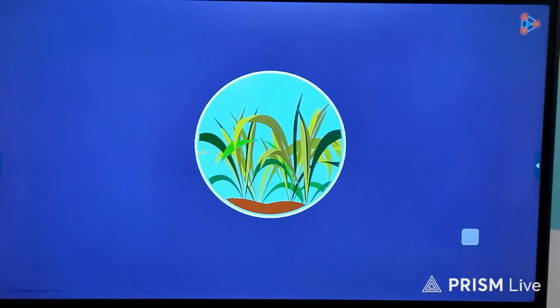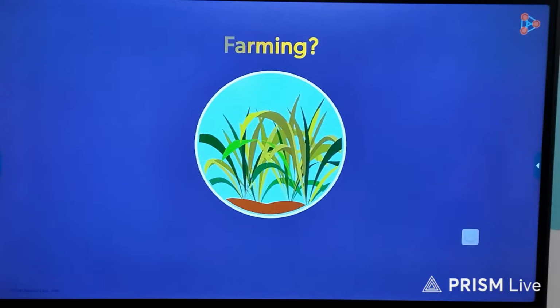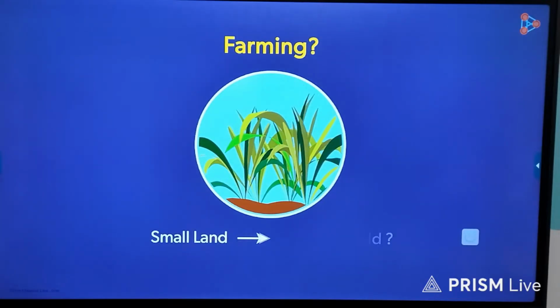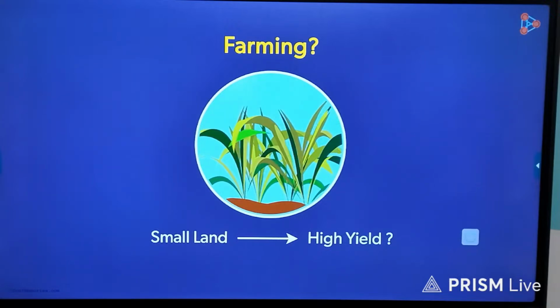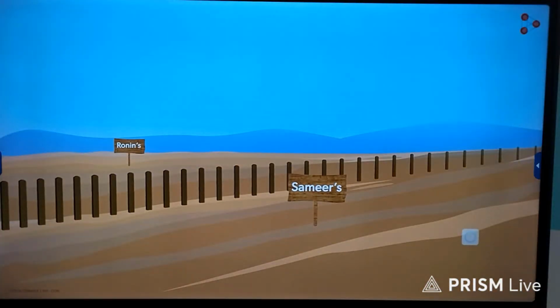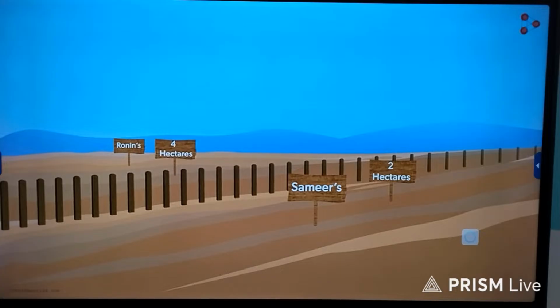Is production of crops a very easy practice? Can I just buy a piece of land and begin farming? Can a small land give me the yield of a big one? Let me give you an example. We have two men who are farmers. The first one, named Samir, has 2 hectares of land, while the other, whose name is Ronan, has 4 hectares of land.